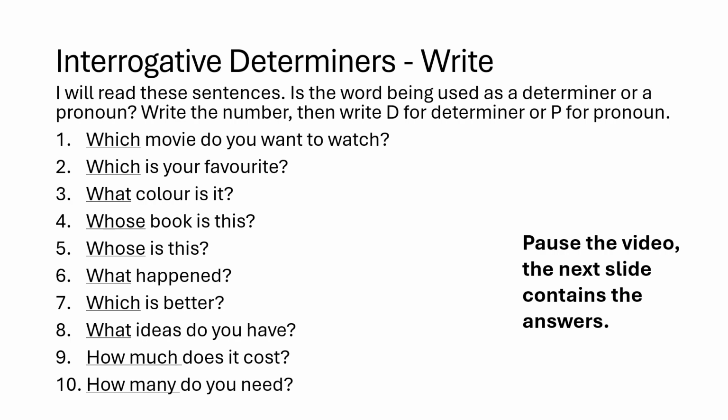I will read these sentences. Is the word being used as a determiner or a pronoun? Write the number, then write D for determiner or P for pronoun. 1. Which movie do you want to watch? 2. Which is your favourite? 3. What colour is it? 4. Whose book is this?